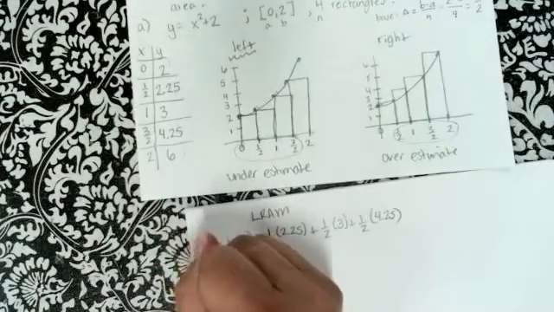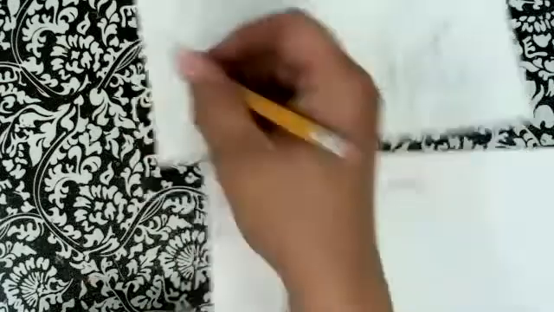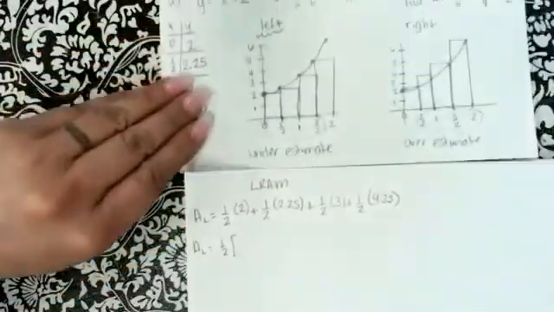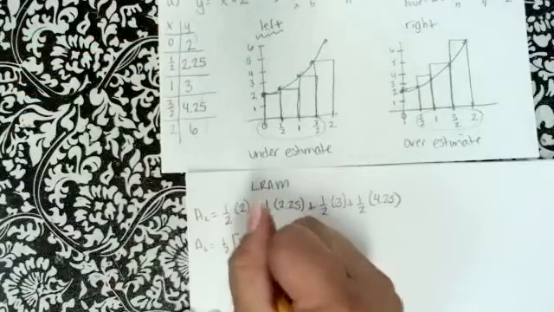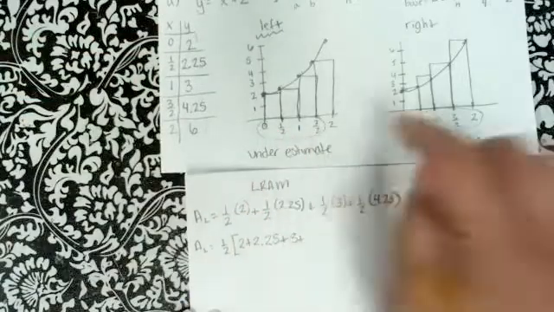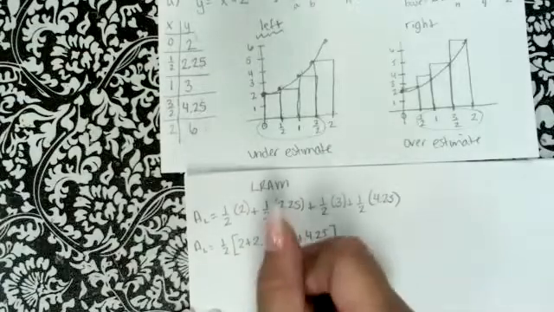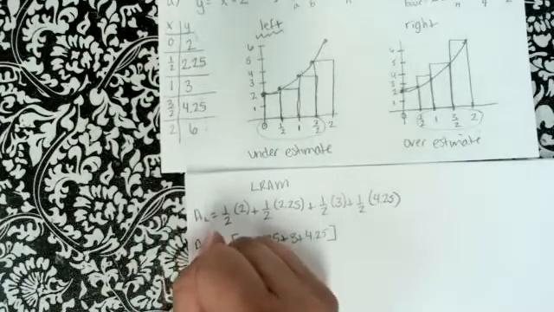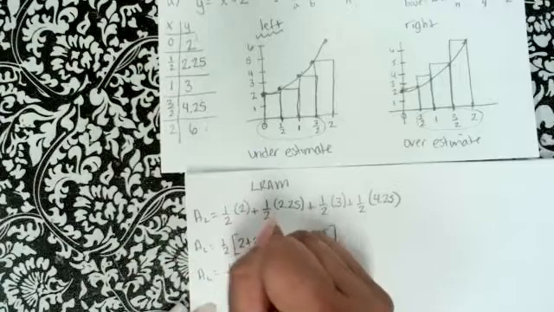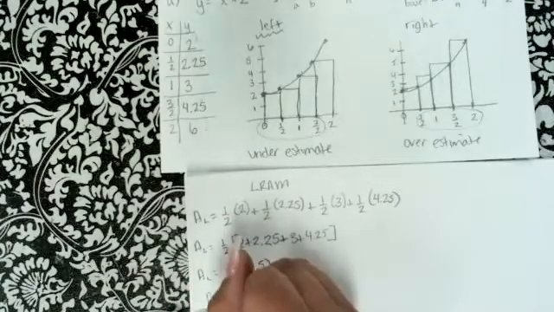So what you could do is put your base on the outside and then just add up all the heights. So I can add up the 2 plus 2.25, and that's always going to work as long as all of your bases are the same. When I add these up, I get 11.5. So the left-hand area is going to be 5.75.